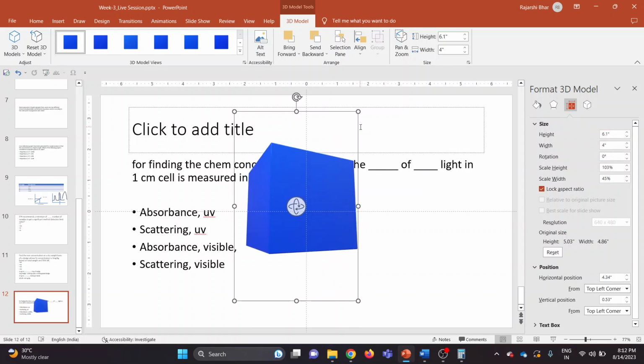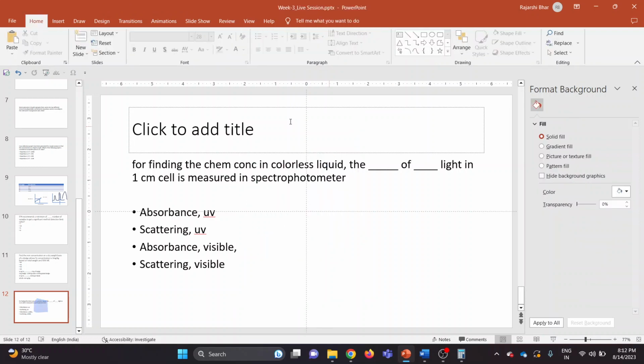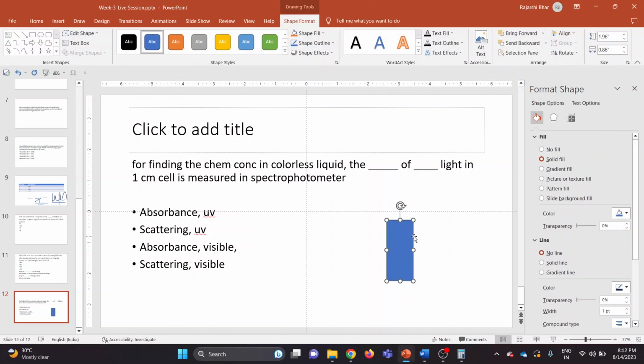Okay, so this is kind of a cube, but I'll just try to draw it here. It is a rectangular top projection and then a cuboidal kind of cell wherein we pour our samples. So let's say this is one side of the cell.